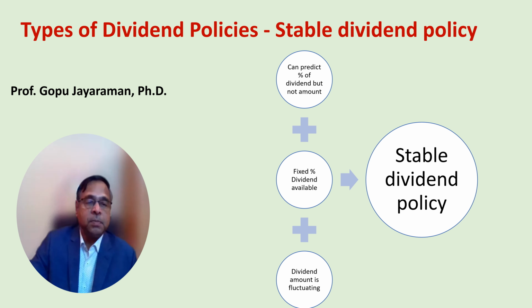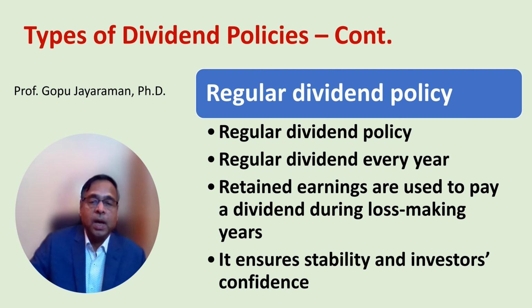The regular dividend policy of a company involves paying a regular dividend every year, irrespective of the profit earned or loss suffered by the company. During the boom period, after paying a reasonable percentage of profit as dividend, the remaining amount is retained to maintain the dividend policy during loss-making years. This regular dividend policy ensures stability and investors' confidence.